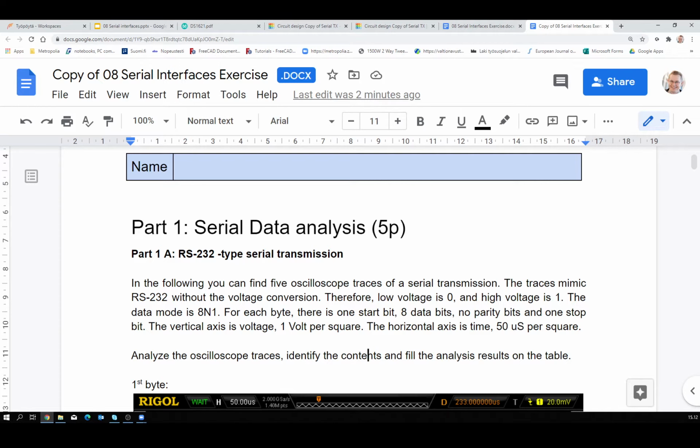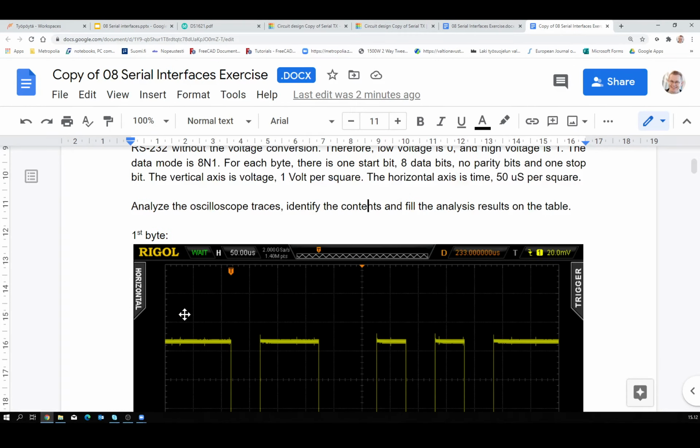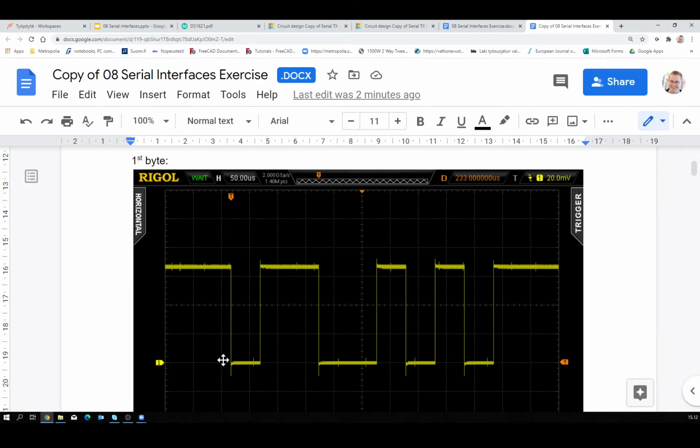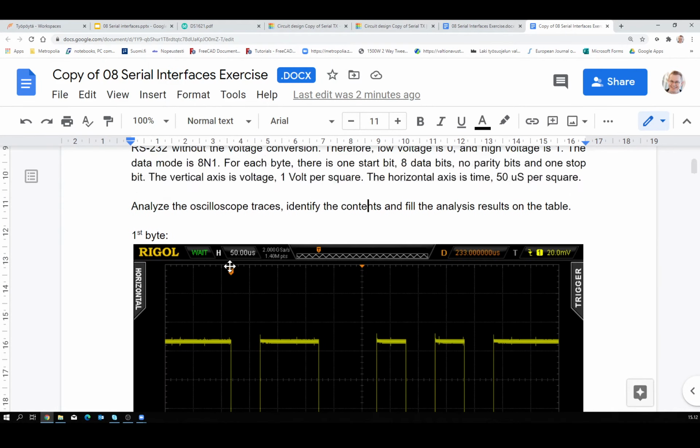And the vertical axis is voltage, 1 volt per square, so this is a 3.3 volt signal. And the horizontal axis is 50 microseconds per square. You need to basically analyze this oscilloscope trace.